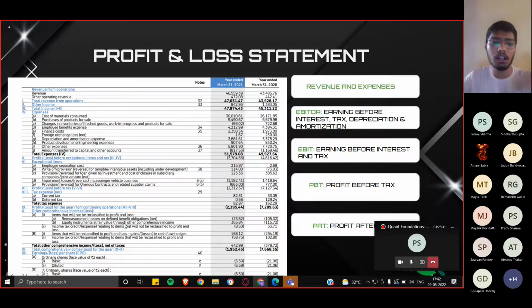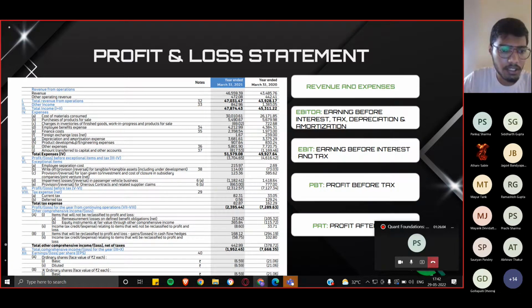Depreciation and amortization. Let me talk about what they are. I already talked about tangible and intangible assets. Suppose for your company you have taken one AC, and its average life span is 6 years, and its cost is 30,000. So each year you will add just 5,000 rupees to that. Okay, so you got it.